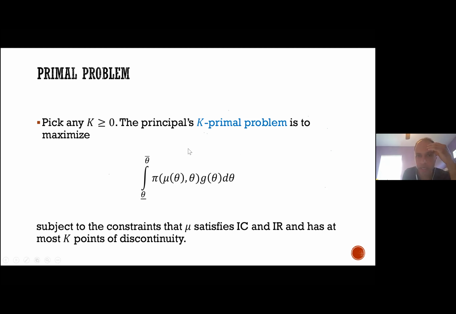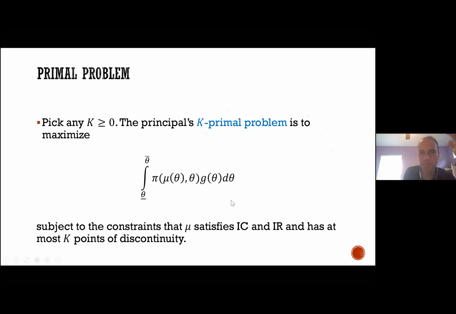Okay, so this is the principal's K primal problem. That's what I'm going to call it. Basically, choose a mechanism, mu, which maximizes the principal's expected payoff, subject to the fact that mu satisfies IC and IR, and has at most K points of discontinuity. Okay, so that's an important thing. It has at most K points of discontinuity.